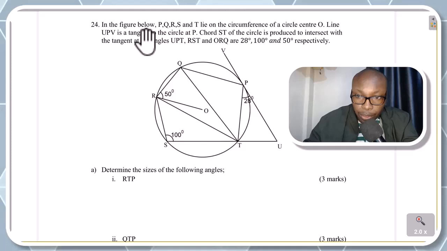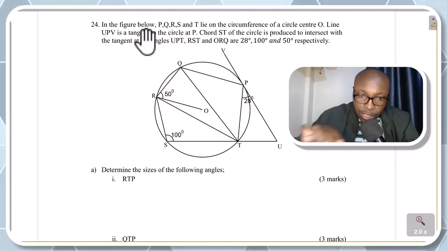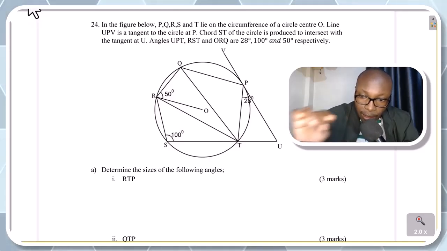In the figure below, P, Q, R, S, and T lie on the circumference of the circle center O. Line UPV is a tangent to the circle at P. Chord ST of the circle is produced to intersect with the tangent at U. Angles UPT, RST, and ORQ are 28, 100, and 50 degrees respectively. So the diagram is there. You can see all the angles indicated.